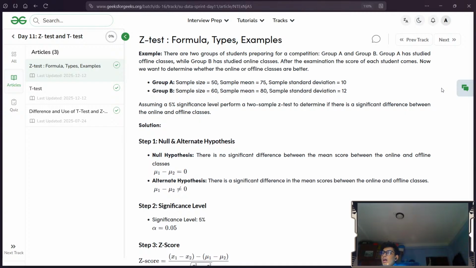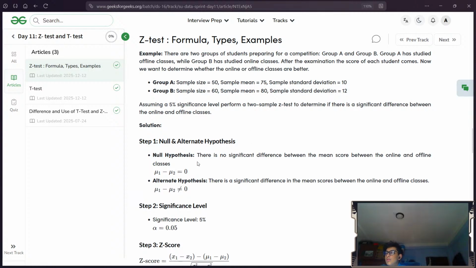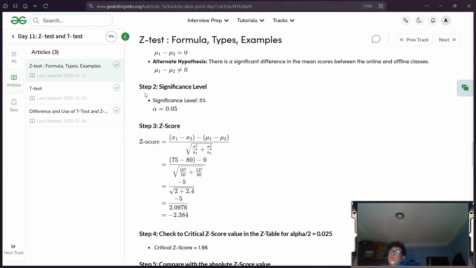Now alpha is 0.05. The null hypothesis is that there is no significant difference between the mean scores of online and offline classes. The alternative is that there is a significant difference in mean scores between both. If there are significant differences, then one is better. So the significance level alpha is 0.05.